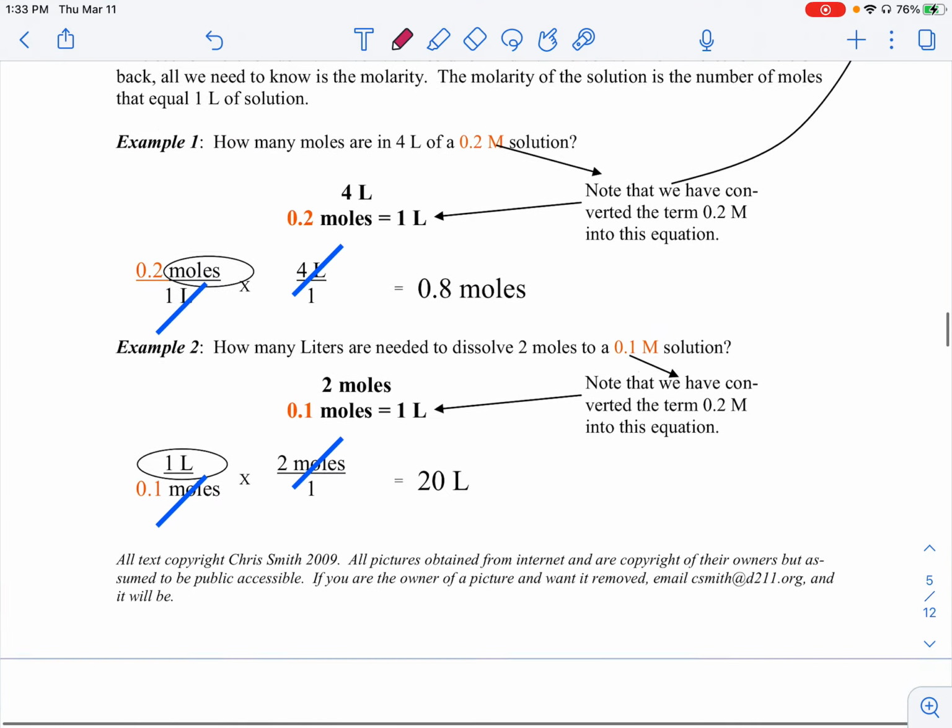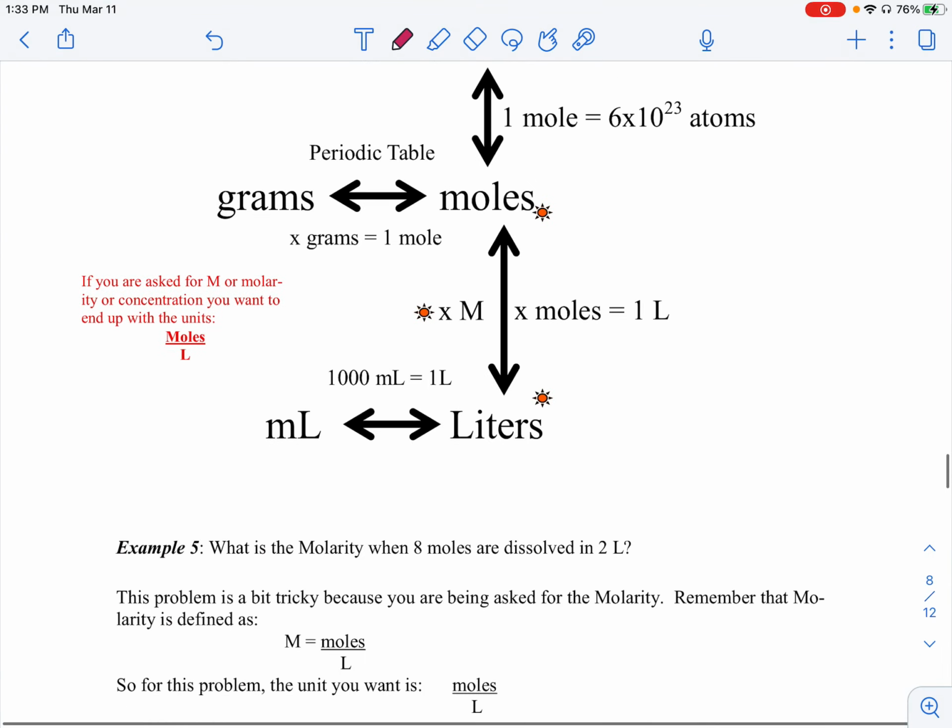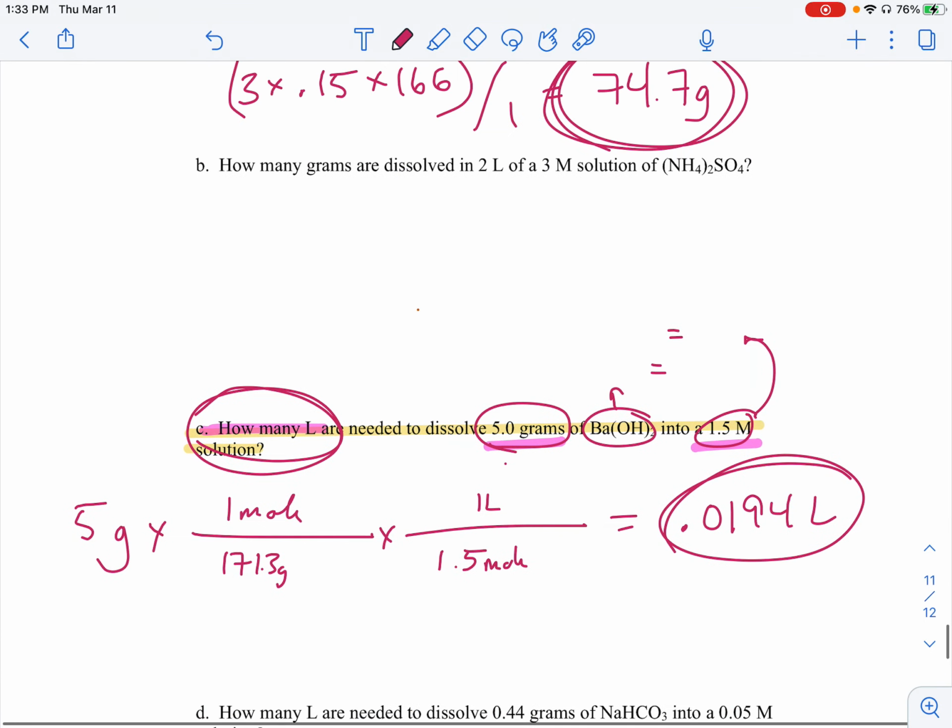And then we went through a couple sample problems on how to utilize our mole map, walk through using our equalities, and cancel units using the factor label method.